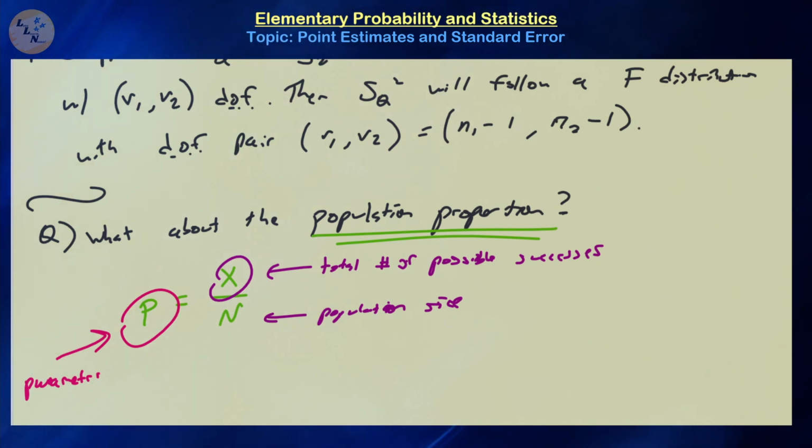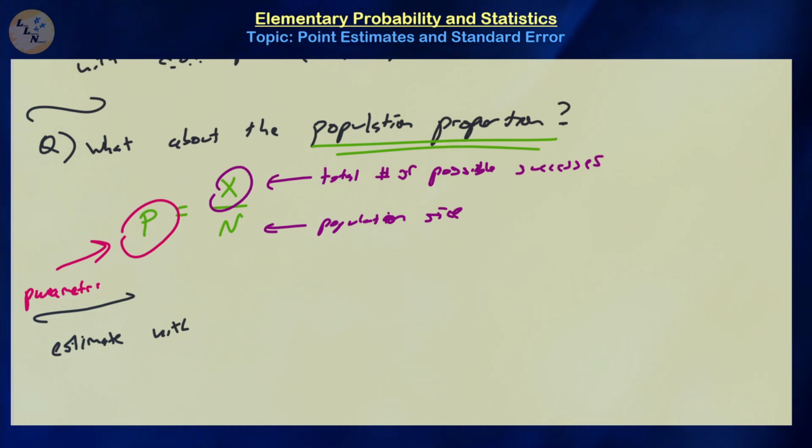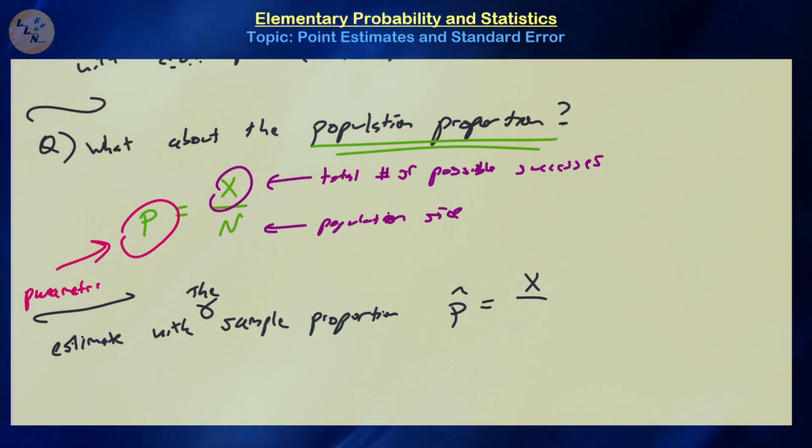So if you're interested in the proportion of people in a population that are happy, you look at all of the people, you count how many people are happy divided by the total amount you have, and that quotient, that ratio, that percentage is what we call the proportion of the population that is happy. So if this is our population proportion, what are we going to estimate it with? So we're going to estimate with the sample proportion, p hat, which is going to be equal to x divided by little n.